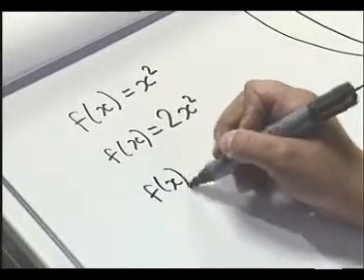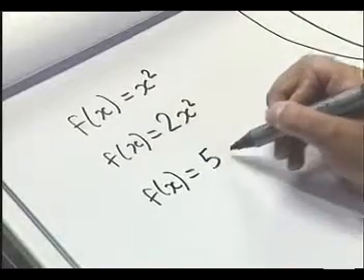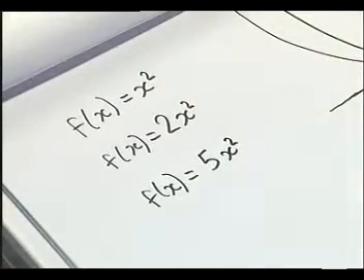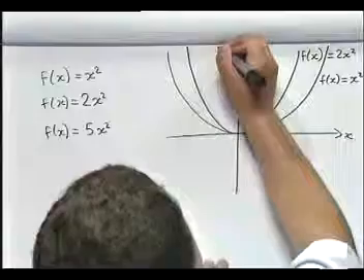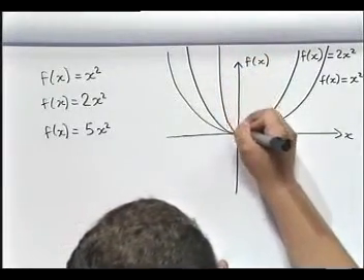And likewise, we could do that for any coefficient. So if we had f(x) equals 5x squared, it would be stretched 5 times from the value it was when it was x squared, and it would look something like this.